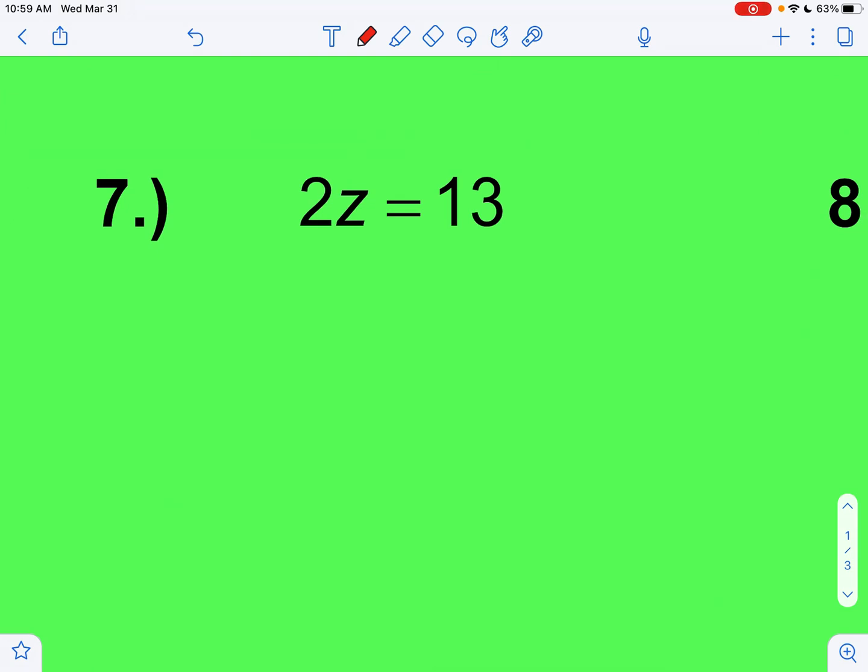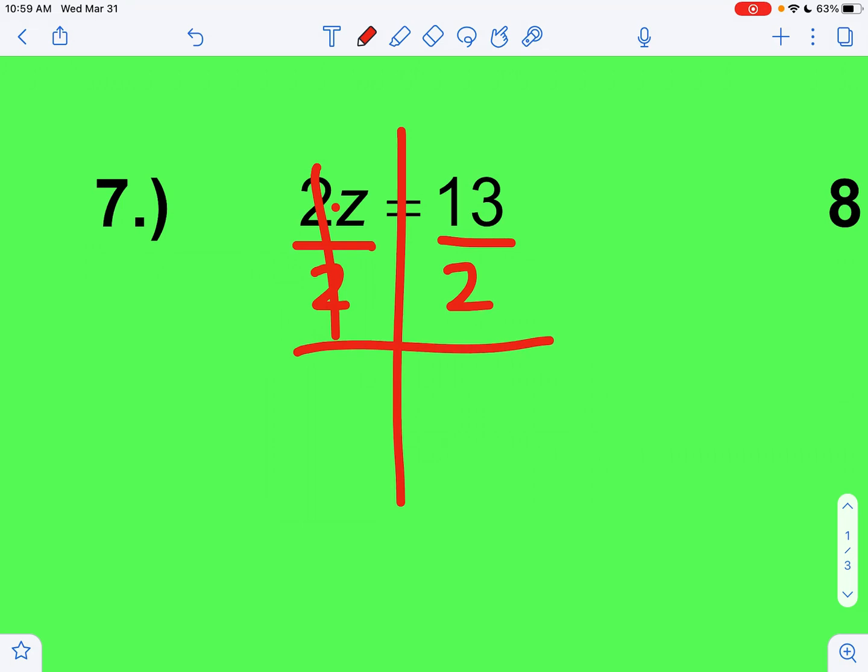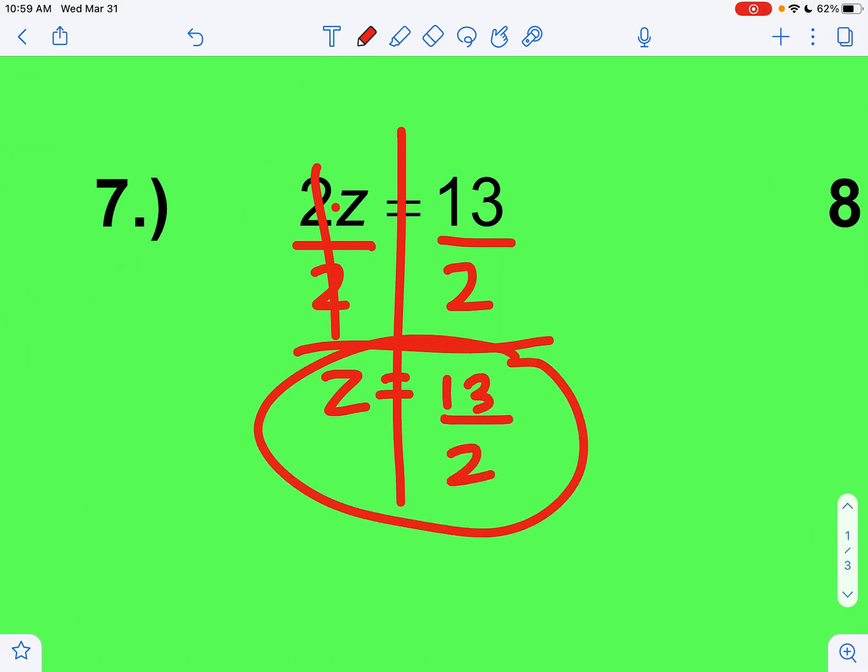Moving on to number 7, this time we have 2z equals 13. Draw your line. Remember, this is 2 times z. We want z all by itself, so we do the opposite of times, which is divide. So we're going to divide both sides by 2. Our 2's cancel out. We're just left with z. 13 divided by 2 is a fraction, so we'll just keep it as 13 over 2.